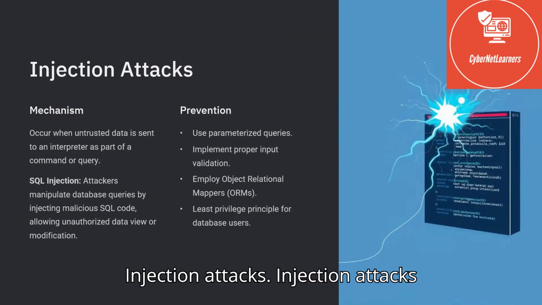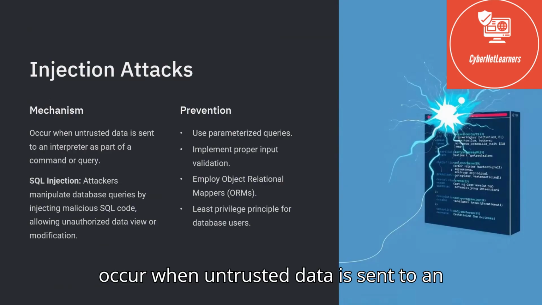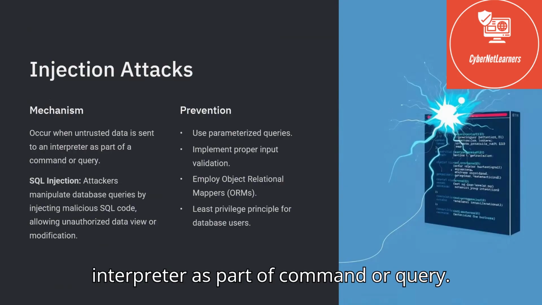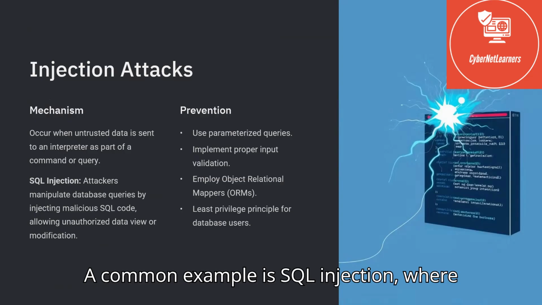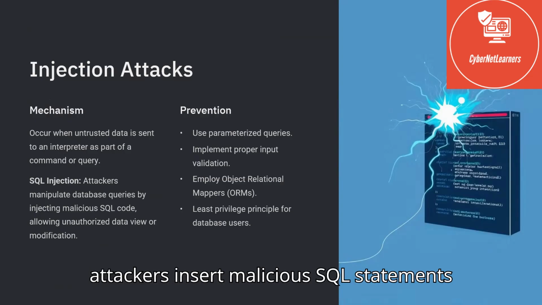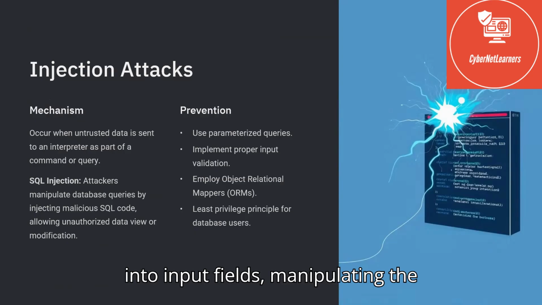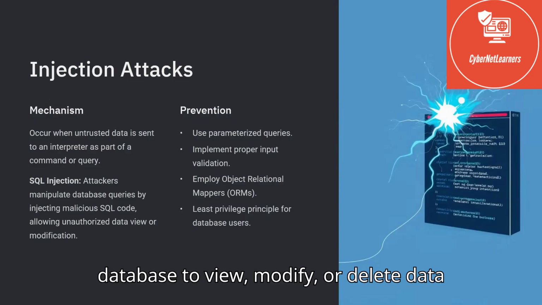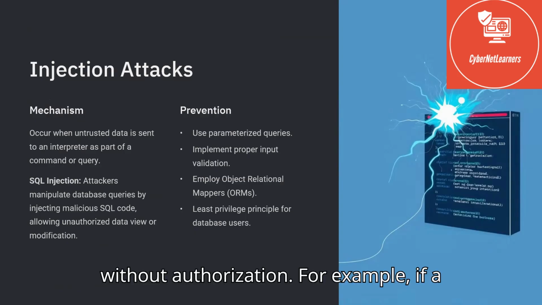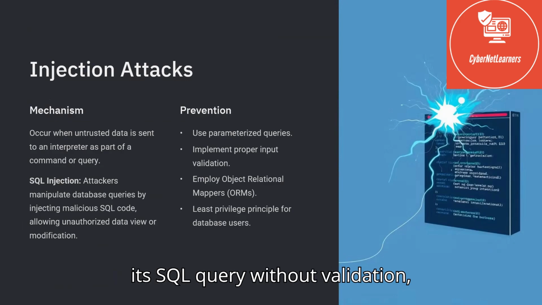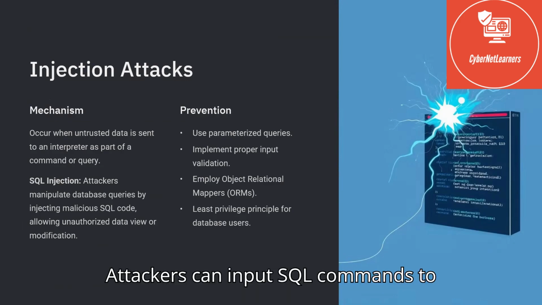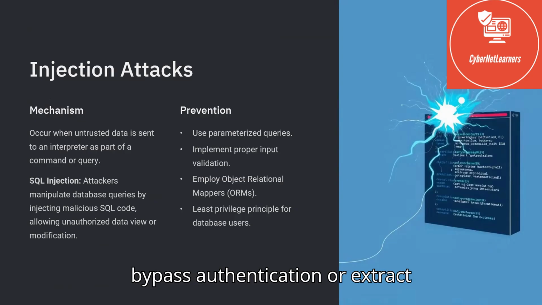Injection attacks. Injection attacks occur when untrusted data is sent to an interpreter as part of a command or query. A common example is SQL injection, where attackers insert malicious SQL statements into input fields, manipulating the database to view, modify, or delete data without authorization. For example, if a login form directly uses user input in its SQL query without validation, attackers can input SQL commands to bypass authentication or extract sensitive information.